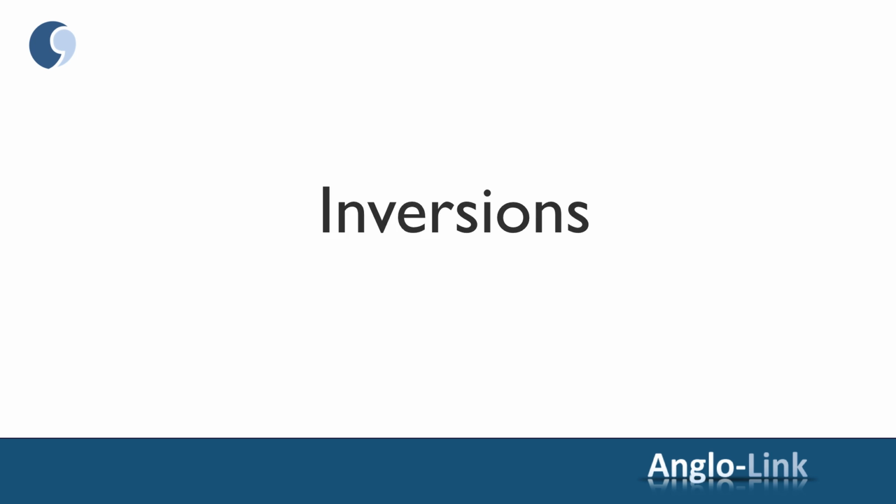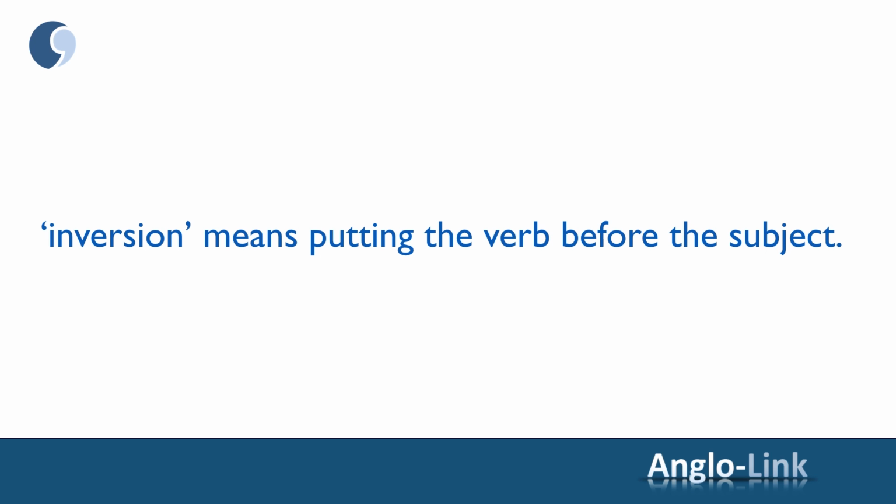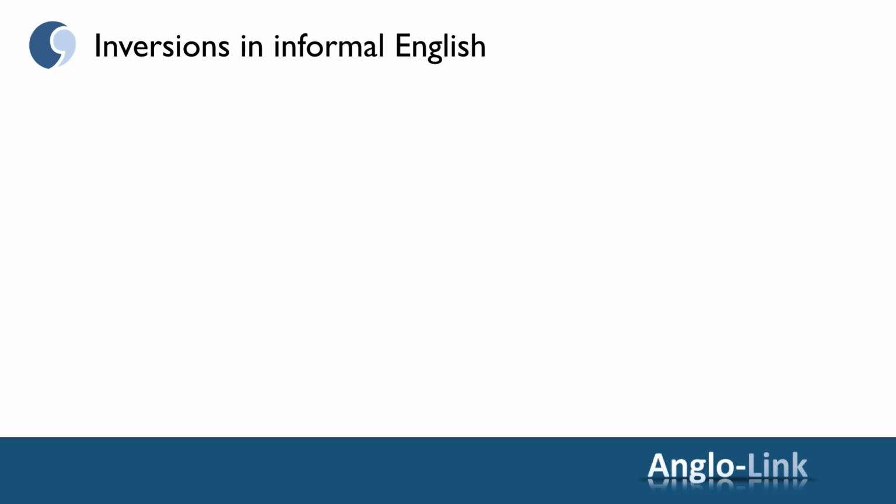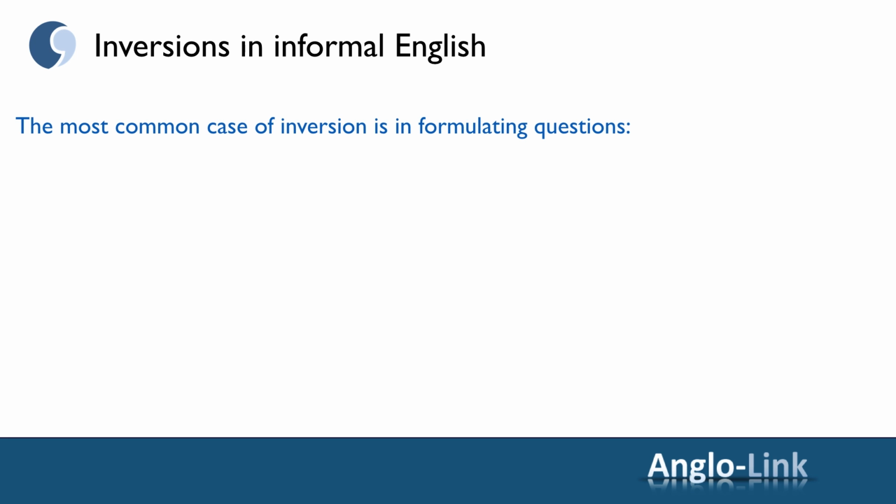Inversions. Inversion means putting the verb before the subject. Let's look at inversions in informal English. The most common case of inversion is in formulating questions. For example, here's a statement, Oliver is looking for a new job. To change this into a question, you put the auxiliary is before the subject Oliver. Is Oliver looking for a new job?